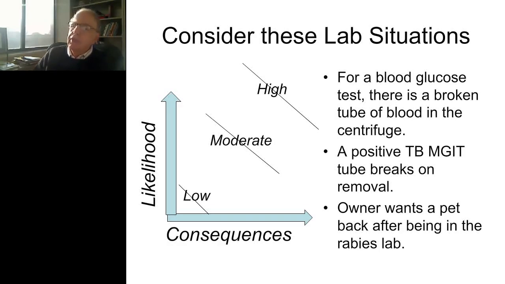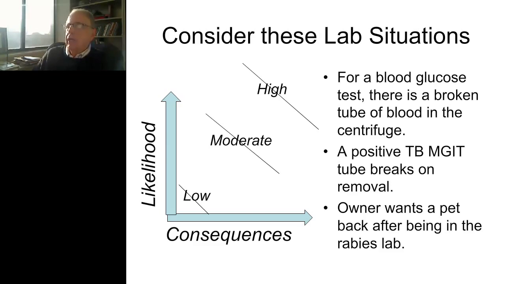So this sort of summarizes what I was talking about before with likelihood and consequences. So if you look at increasing likelihood and increasing consequences, when your likelihood is low and your consequences are low, then you have a very safe situation. But if it's moderate or high, then you have to consider your mitigation steps.